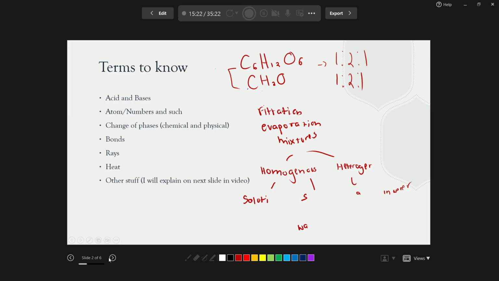So mixtures are usually for more physical properties, and compounds are usually for more chemical properties.